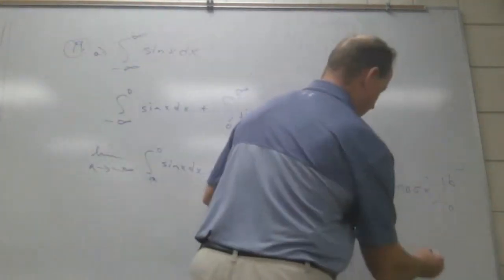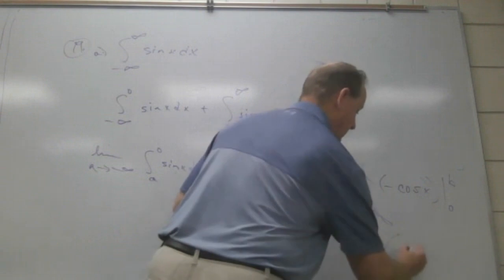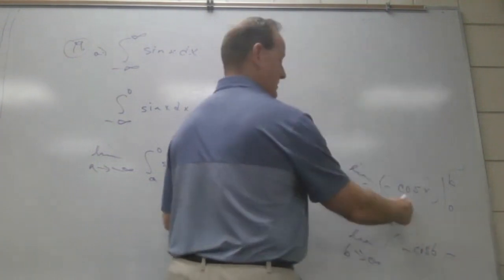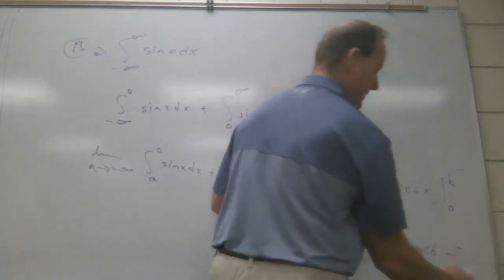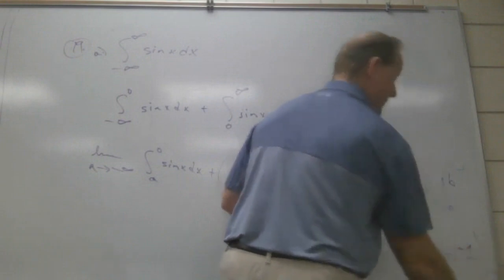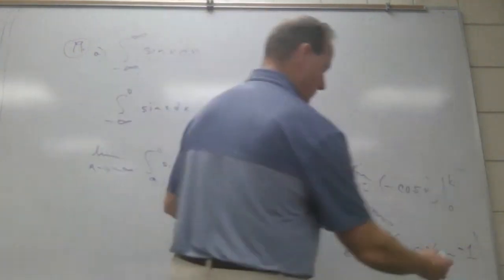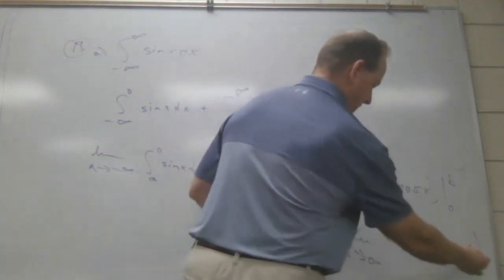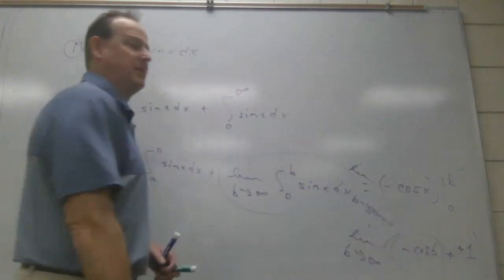So just looking at this one, what do we get? Now we have the limit as b goes to infinity of minus cosine b minus negative cosine of 0. What's cosine of 0? Cosine is your x, positive 1. So minus a positive 1 is plus a positive 1. That's just a constant. But the limit as b goes to infinity of minus cosine b.